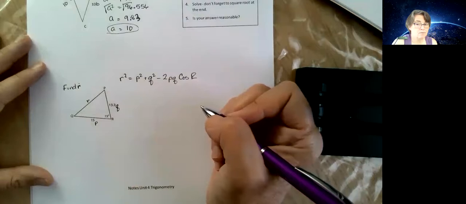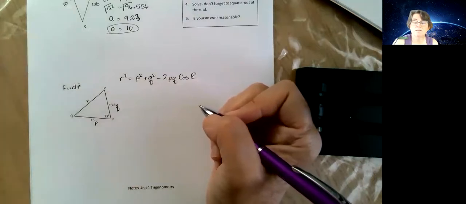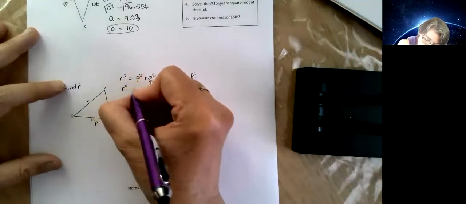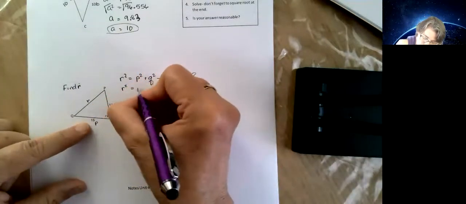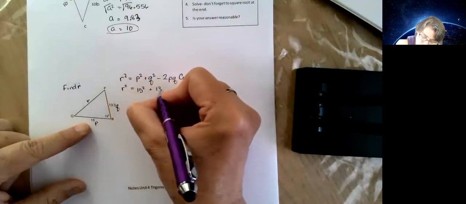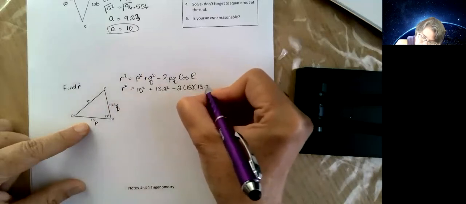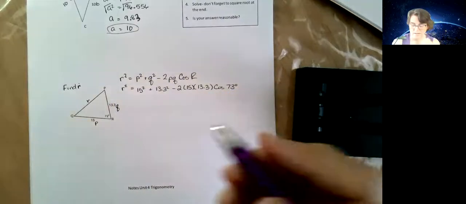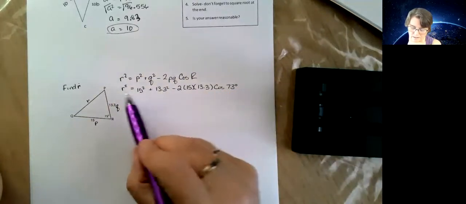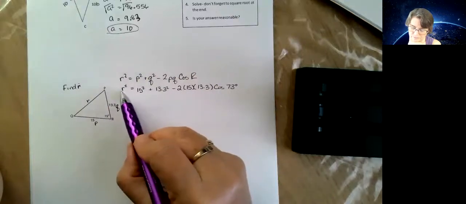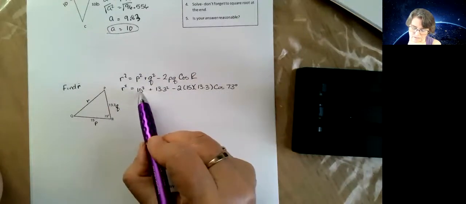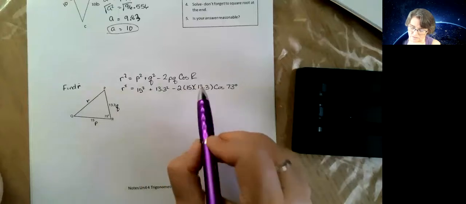Now, be really cool. Turn off the video again, do the question, and turn it back on and see how we did. All right. R squared, p squared is 15 squared plus 13.3 squared minus 2 times 15 times 13.3 cos 73. All right, here's my checkpoint. I only have one variable. We're good there. Everything else is numbers. So we should be fine.